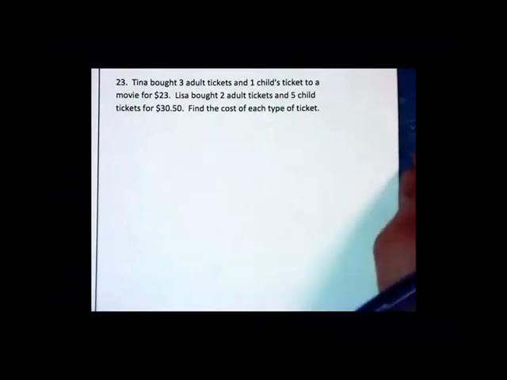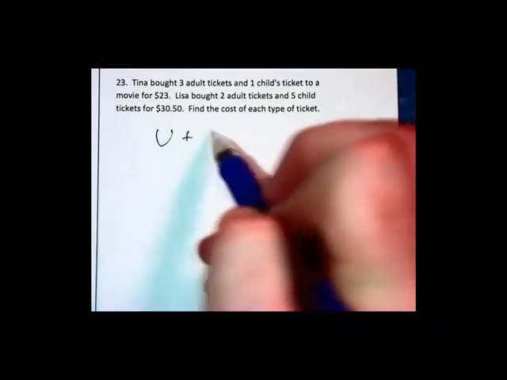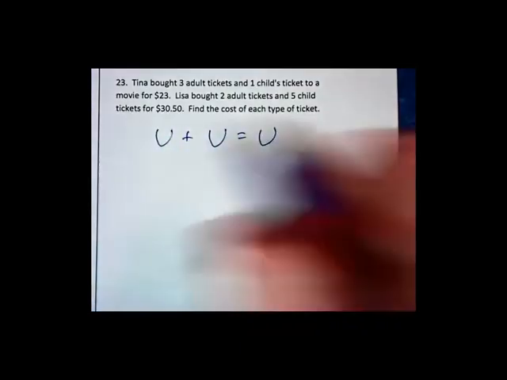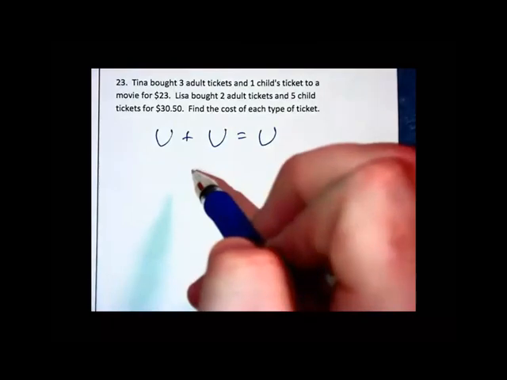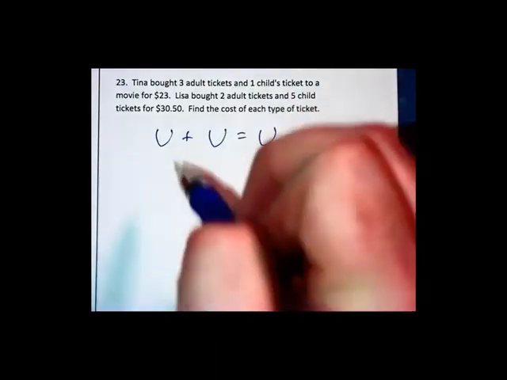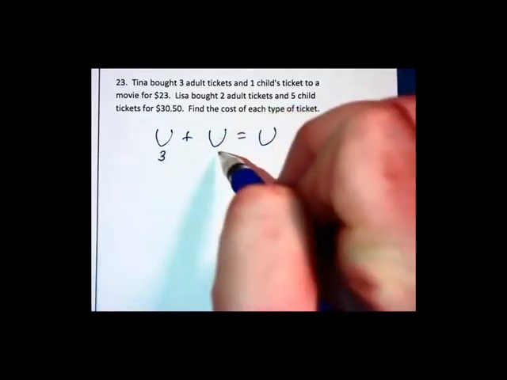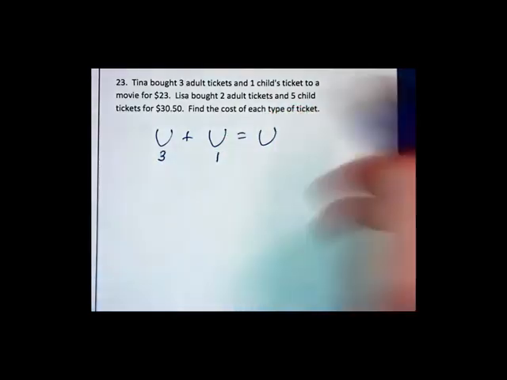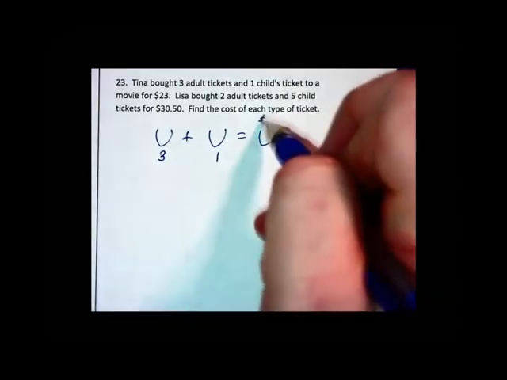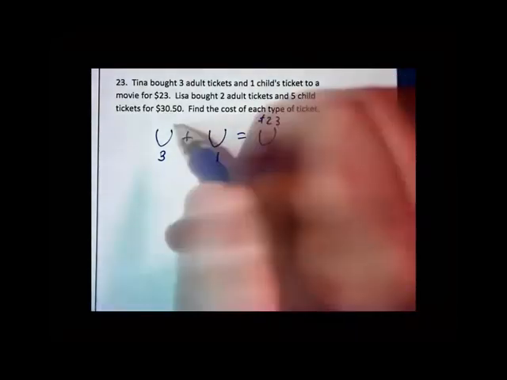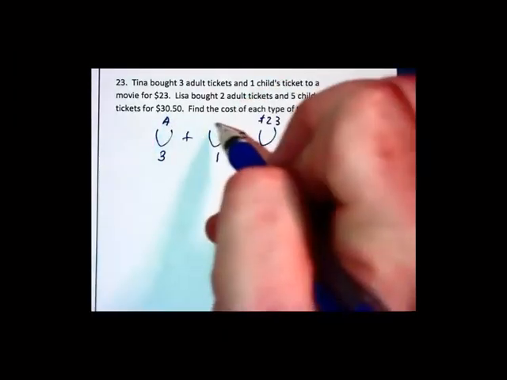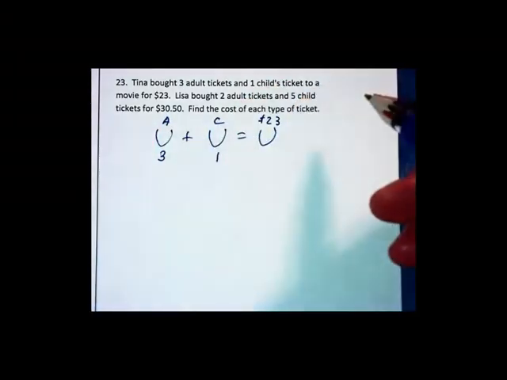Okay, the last problem of this review. Tina bought 3 adult tickets and 1 child ticket to a movie. Again, it sounds like a mixture problem. We're mixing together adult tickets and child tickets. So 3 adult tickets and 1 child ticket. Okay, numbers of tickets. 3 adult and 1 child. Those are the numbers of tickets. Cost $23. We don't have the price. I'm going to use A for the price here and C for the price there.